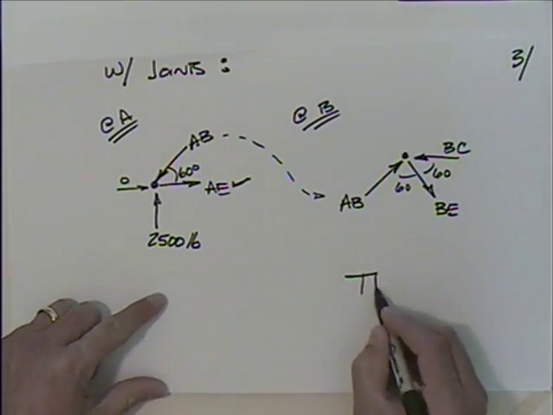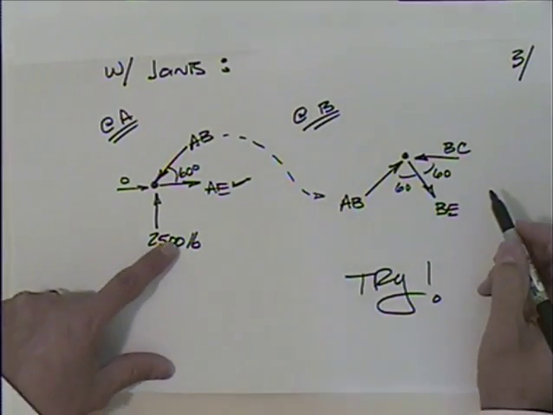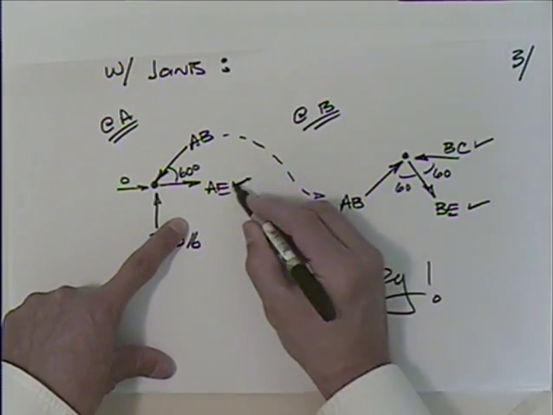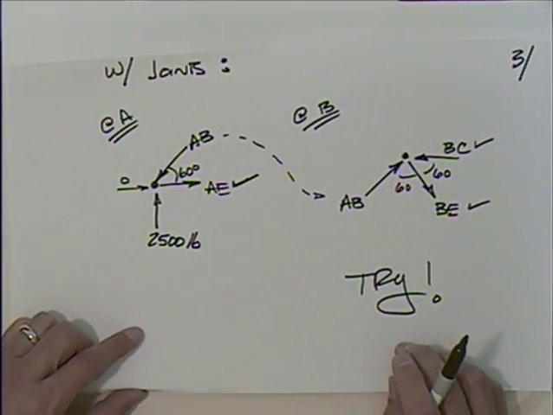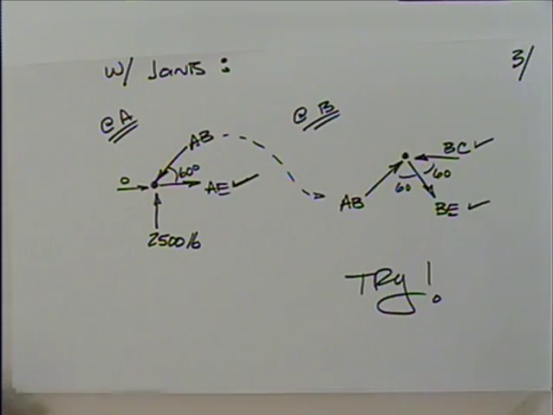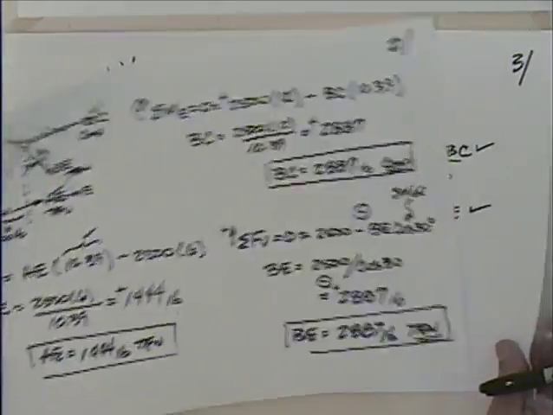You may want to try this, and the nice thing about it is you should get exactly the same answers for BC, for BE, and for AE. You'll be able to check to see whether you got it right. Double check that we don't have any loads elsewhere. Yeah, so that's what that would end up being. Okay, so that was page number 3.